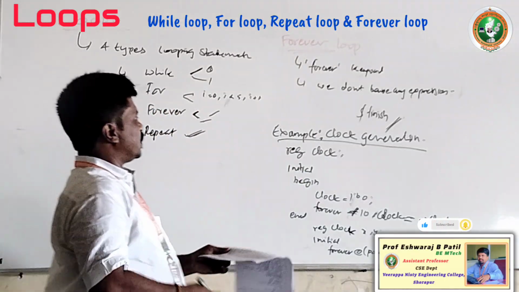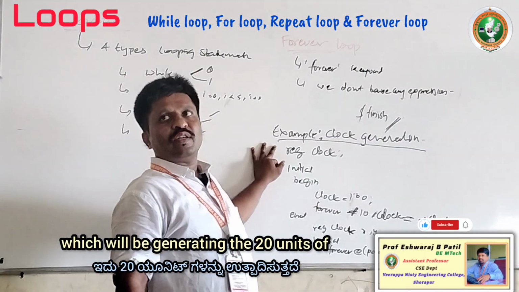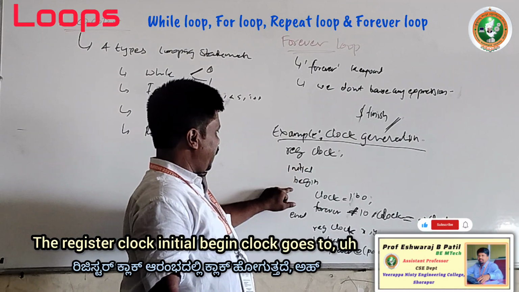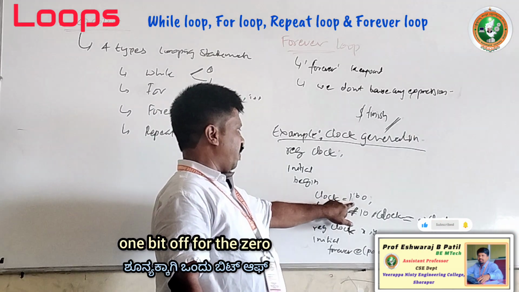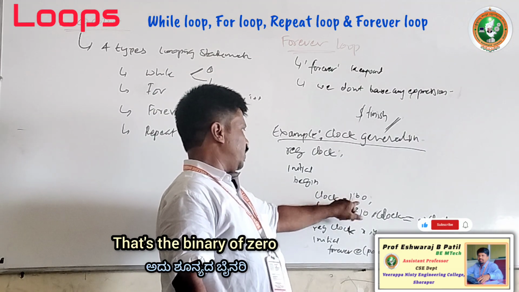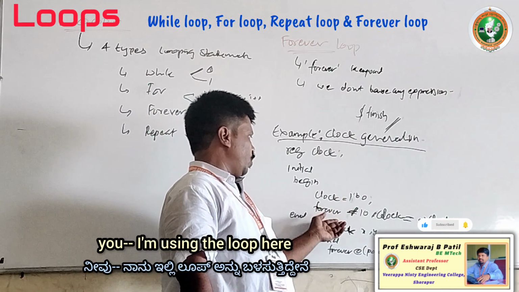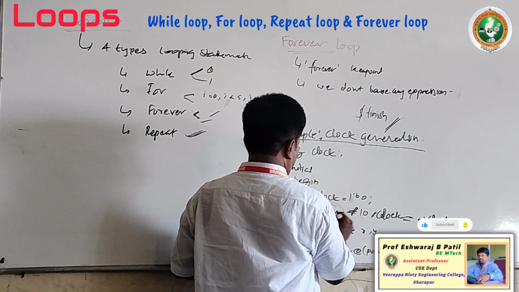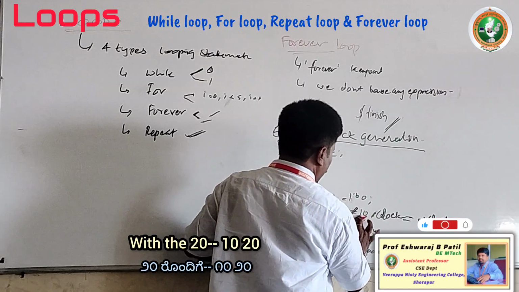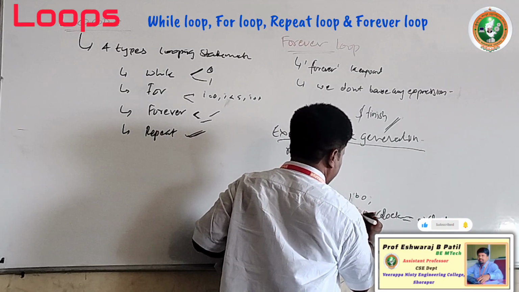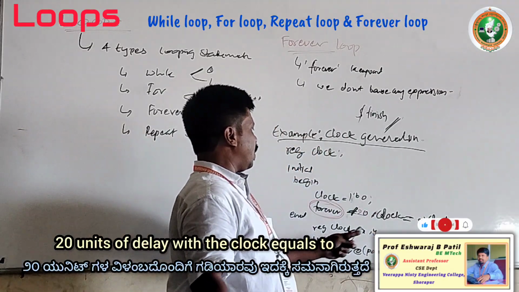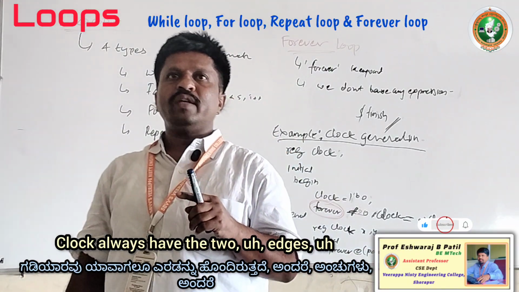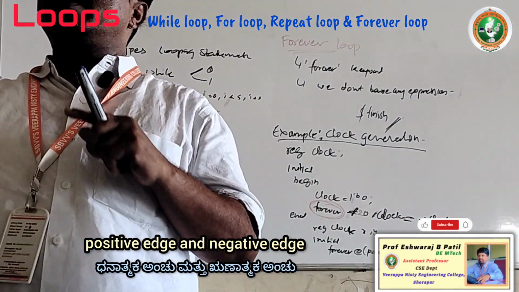See here, this is the clock example which will be generating the 20 units of delay. The register clock, initial begin, clock goes to 1 bit of 0, that's the binary of 0. Forever, I am using the forever loop here with the 20 units of delay, with the clock equals to. Clock always has two edges, as you already know, positive edge and negative edge.